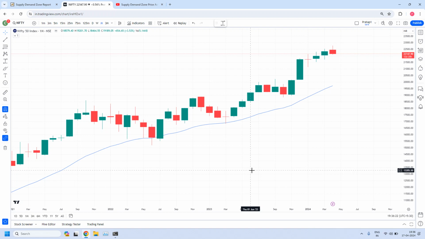In this video, let us have a detailed analysis on Nifty 50, starting from monthly time frame until 5 minutes time frame. Let us analyze different support and resistance levels based on NeoStock software supply demand zone chain.